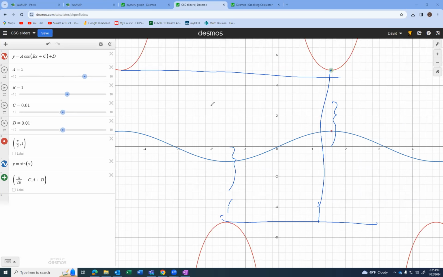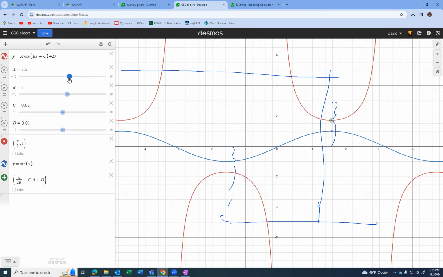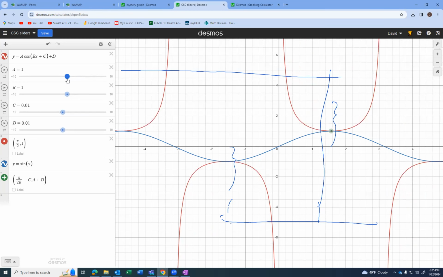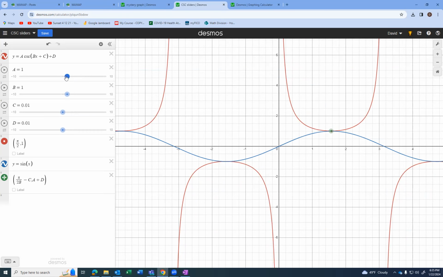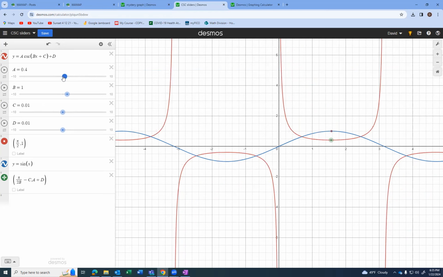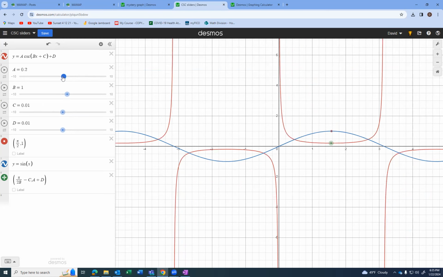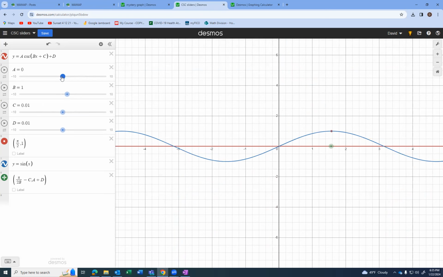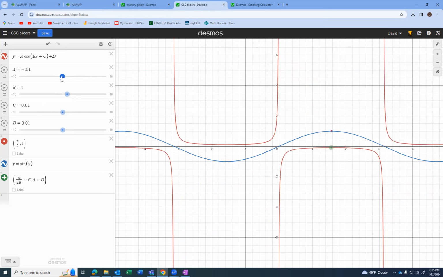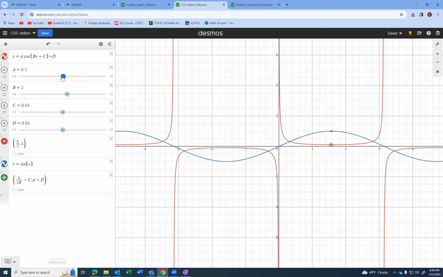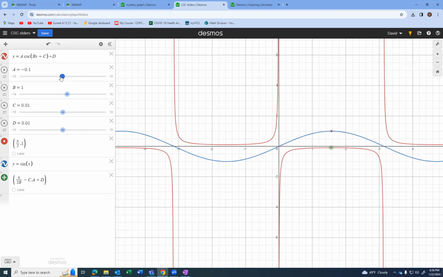It changes that vertical spacing, spreads them out farther apart, and pushes them away from the x-axis when a is positive. Let's see what happens when a goes down closer to 0. Here we are at 1, and as I make a closer to 0, we see it flattens out. It gets closer and closer to that x-axis. Right at 0, it actually equals the x-axis, because then we're looking at just y equals 0. We're not looking at a cosecant function at all.